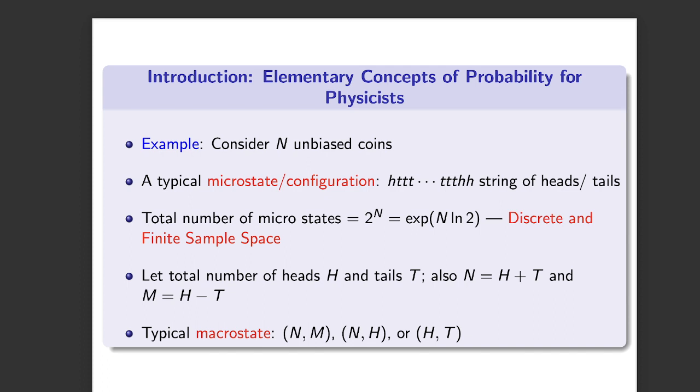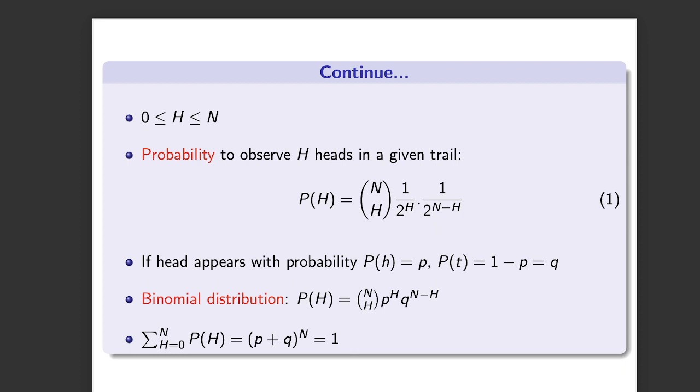Tracking the state of an individual coin is not an easy task and also not desirable. One can think of some macroscopic property of the system, like total number of heads or tails. So the macrostates one can define like n_H or n_T. So eventually one may be interested in knowing what is the probability to observe h number of heads in a given trial. For a fair coin it is given by expression 1.